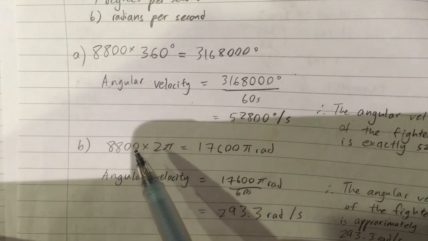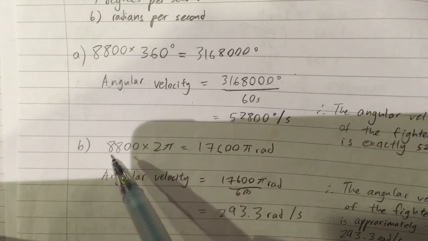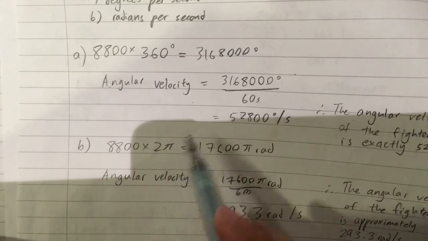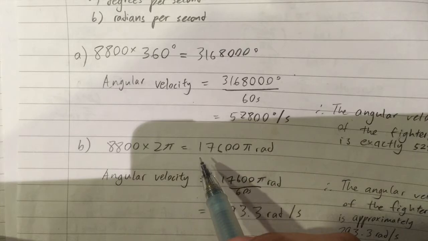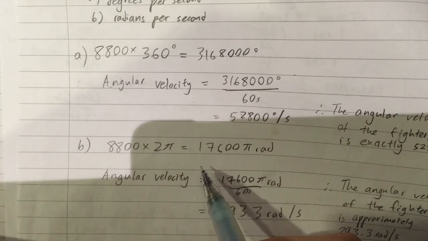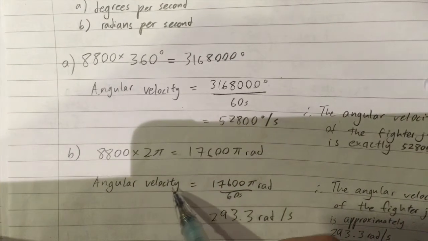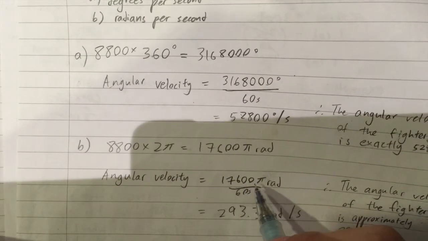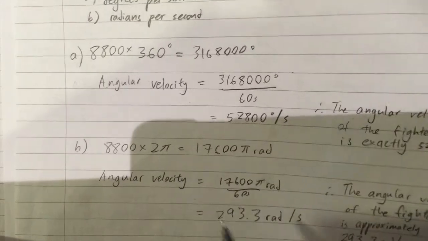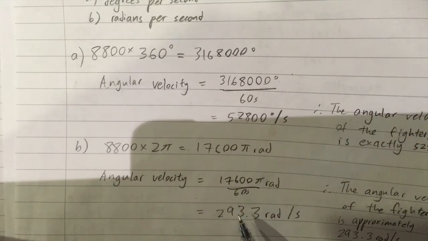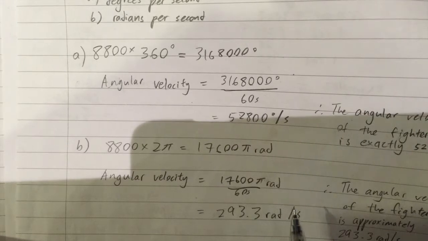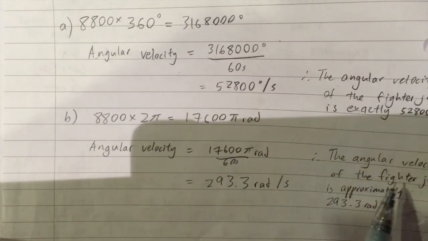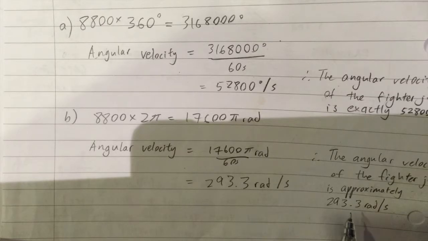When calculating the radians per second, we take 8,800 times 2 pi. That will give us a value of 17,600 pi radians. For its angular velocity, we just take 17,600 pi divided by 60 seconds. That will give us a value of 293.3 radians per second. Therefore, the angular velocity of the fighter jet is approximately 293.3 radians per second.